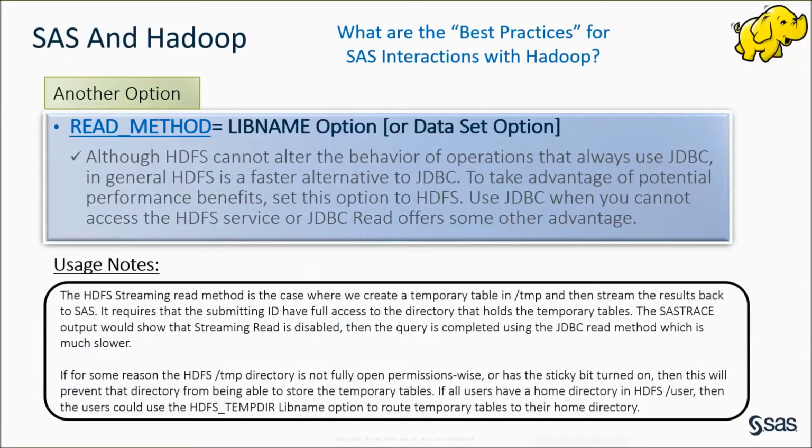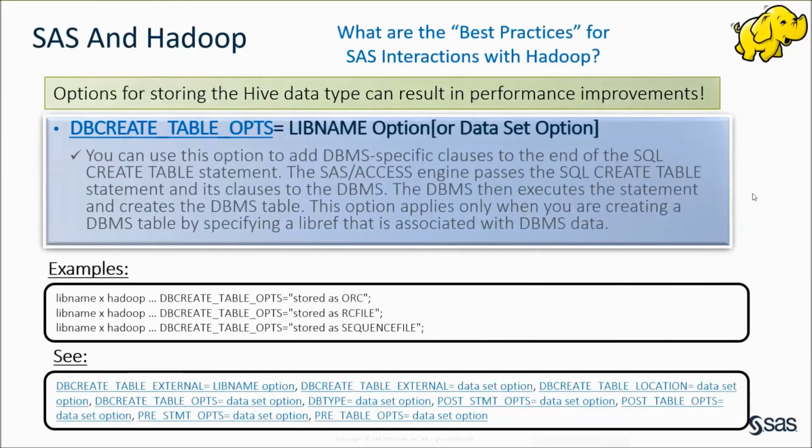Here are the details for the read method option. This sometimes can make a difference in the performance. Instead of using the default JDBC driver, you can use the HDFS interaction, and sometimes you can receive a performance improvement. Here are the details from the support.sas.com site for the DB Create table options. There are examples of how you can place that option in your libname statement and find out from your Hadoop administrator what the optimal format is for storing the tables on the Hadoop cluster.